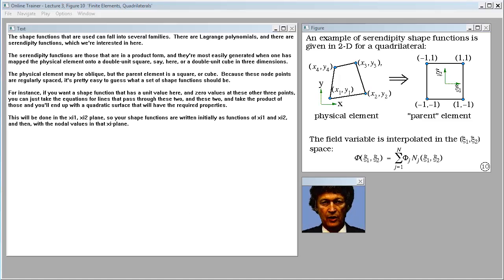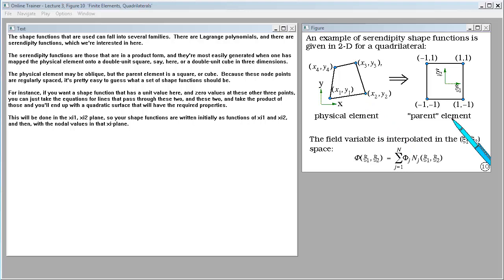The shape functions that are used can fall into several families. There are Lagrange polynomials and there are serendipity functions, which we're interested in here. The serendipity functions are those that are in a product form, and they're most easily generated when one has mapped the physical element onto a double unit square, say here, or a double unit cube in three dimensions. The physical element might be oblique, but the parent element is a square or a cube.